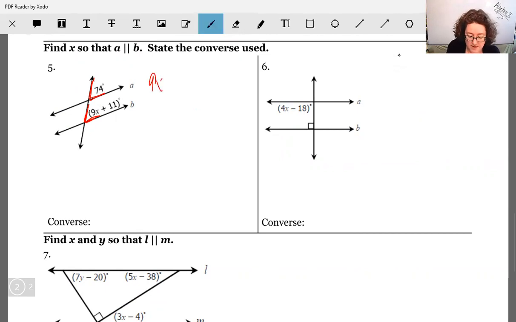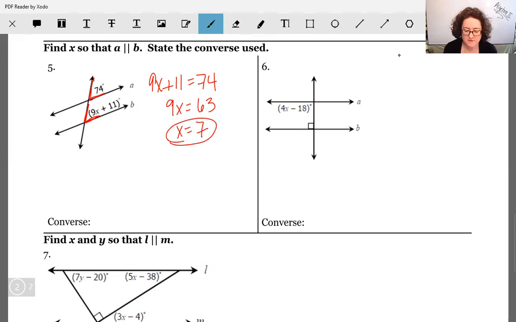So let's do that. So 9x plus 11 equals 74. Subtract a 74 from both sides, so that's going to give me a 63. And divide both sides by 9, and we get x equals 7. Yep. So we have our answer, x equals 7, but we have to state the converse used. So the converse was, if corresponding angles are congruent, then the lines are parallel. And I know you don't have a whole lot of room, that's why I abbreviated on there.